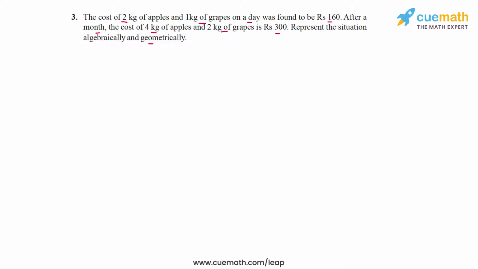Okay, so 2 kg of apples and 1 kg of grapes cost 160 rupees, and a month later 4 kg of apples and 2 kg of grapes cost 300 rupees. That's the problem, that's the situation. So the unknowns in this situation are the cost per kg of apples and the cost per kg of grapes.